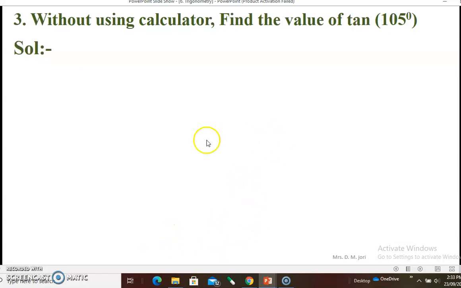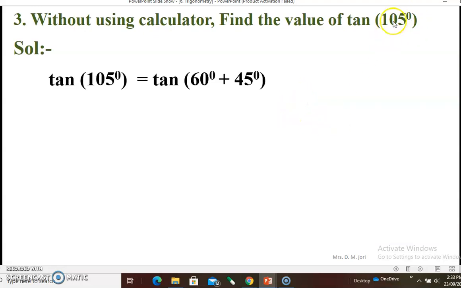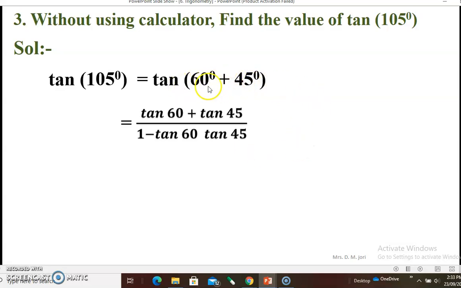Next, without using a calculator, once again find the value of tan 105. Let's see one more example. Now your angle is greater than 90. 105 we can split as 60 plus 45. Directly we don't have the value of tan 105, and we should not use a calculator here. So you have to split those angles into acute angles below 90, with values which are known to us. So 60 plus 45 we can split, and then use the formula of tan A plus B.